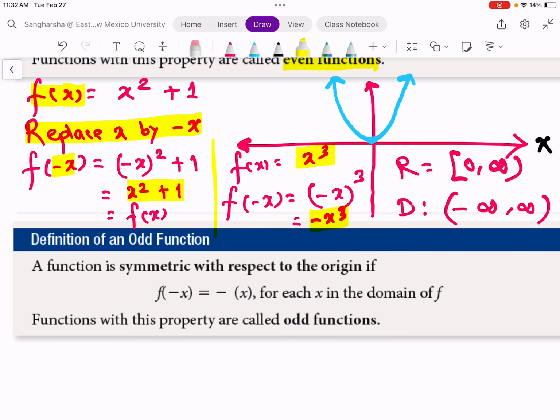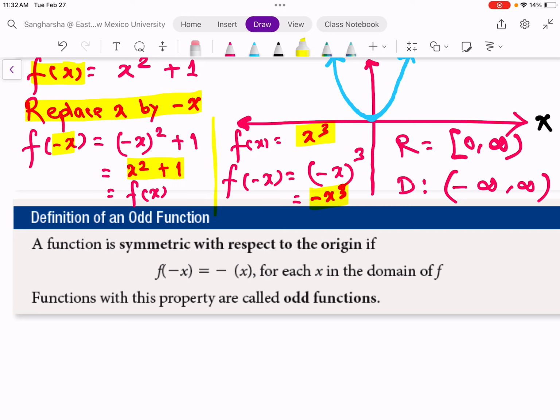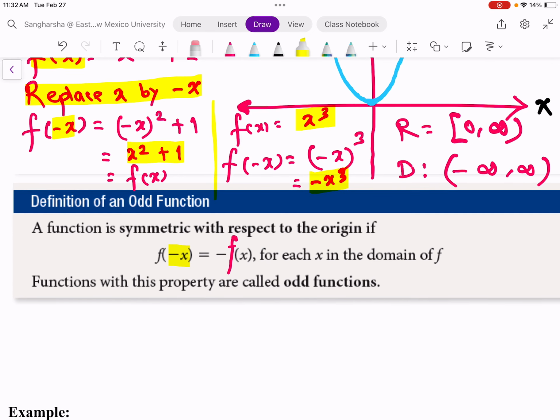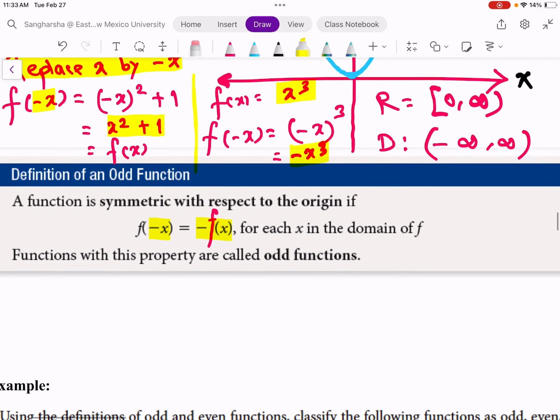Here we do the same thing. We replace the x of our function by negative x. After replacing x of the function by negative x, if we get the negative of the original function, so here f is missing, you're going to add f here. So after replacing x of a function, if you get negative of f of x, then your function is an odd function, or your function is symmetric with respect to the origin.